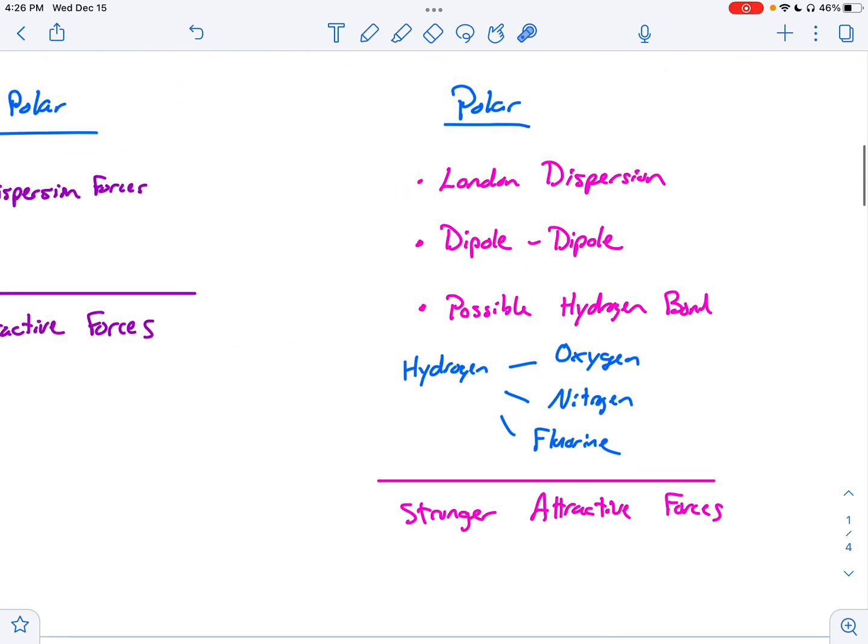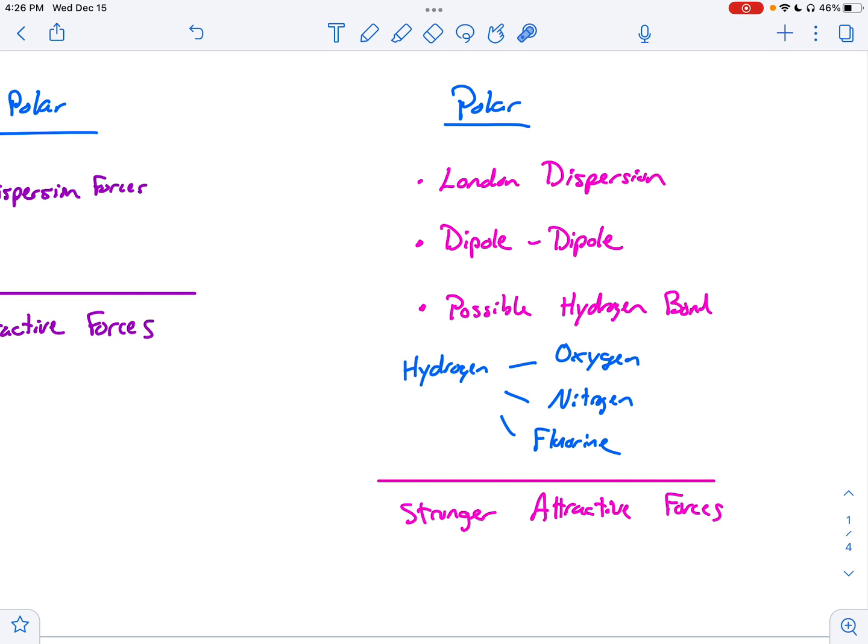Then there's another option where it might even be another force involved between the hydrogen and an oxygen atom, or hydrogen and a nitrogen atom, or hydrogen and a fluorine atom. That creates a hydrogen bond. All these three work together to make really strong attractive forces.